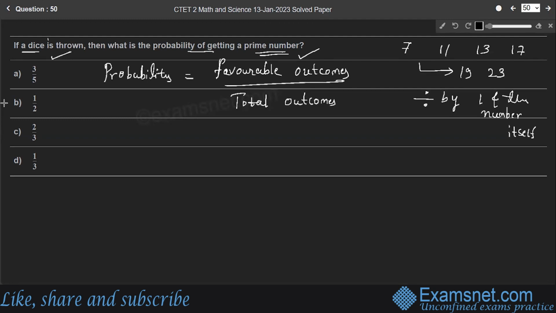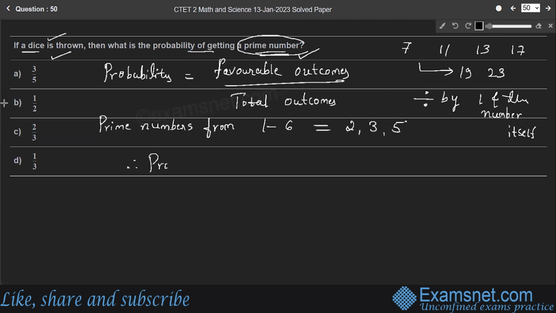Therefore, here, when a dice is thrown, you may get 1, 2, 3, 4, 5, or 6. In that, how many prime numbers may we get? That is called the probability, right? So prime numbers from 1 to 6. There are 6 faces in a dice, so you can get the numbers from 1 to 6, right? Here 1 is not a prime number. 2 is a prime number, then 3 is a prime number. Next comes 5. These are the numbers from 1 to 6 which are divisible by 1 and the number itself, which are prime numbers.